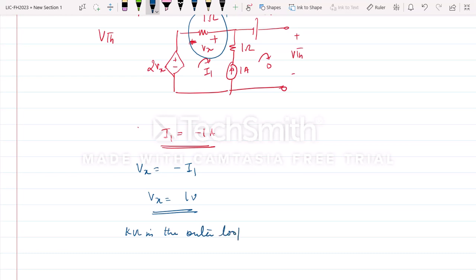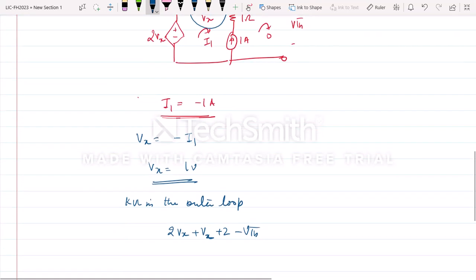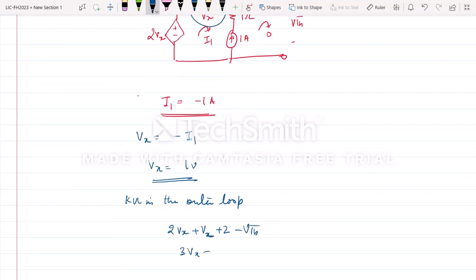When you apply KVL in the outer loop, going clockwise, it becomes 2Vx plus Vx plus 2 minus Vth. Now it will be 3Vx plus 2 equals Vth.